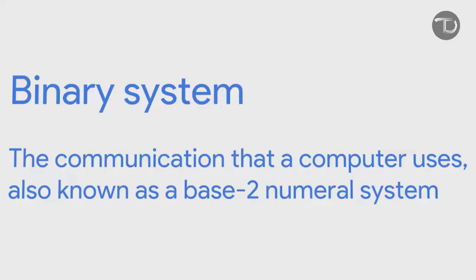Wowza. The communication that a computer uses is referred to as binary system, also known as base 2 numeral system. This means that it only talks in ones and zeros. You may be thinking, okay, my computer only talks in ones and zeros, how do I communicate with it? Think of it like this.